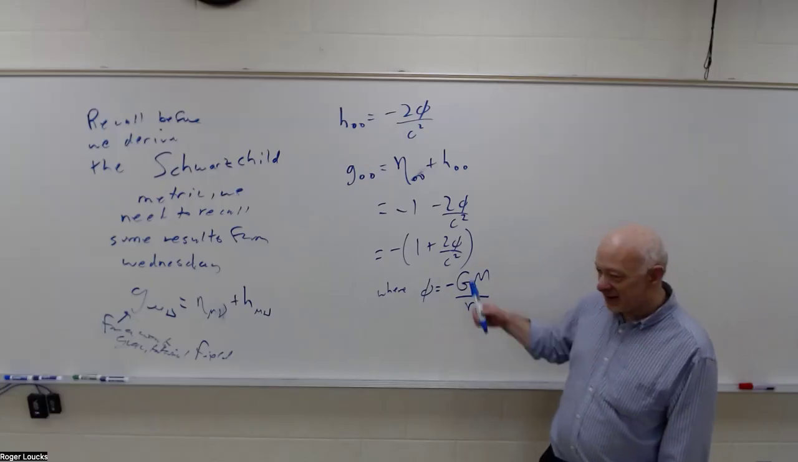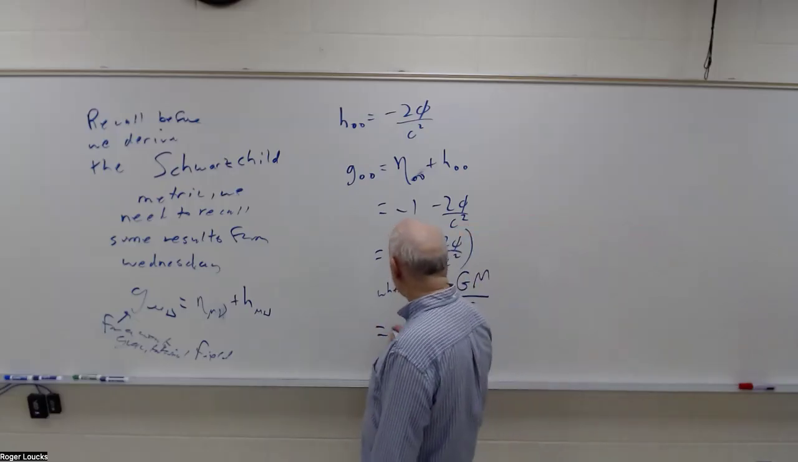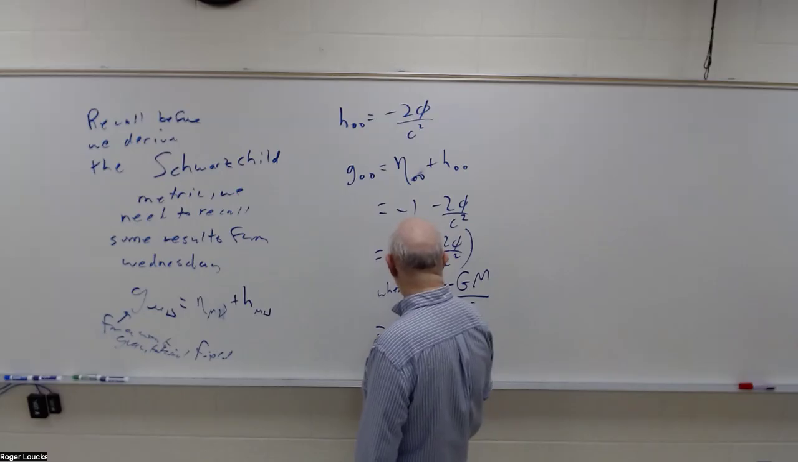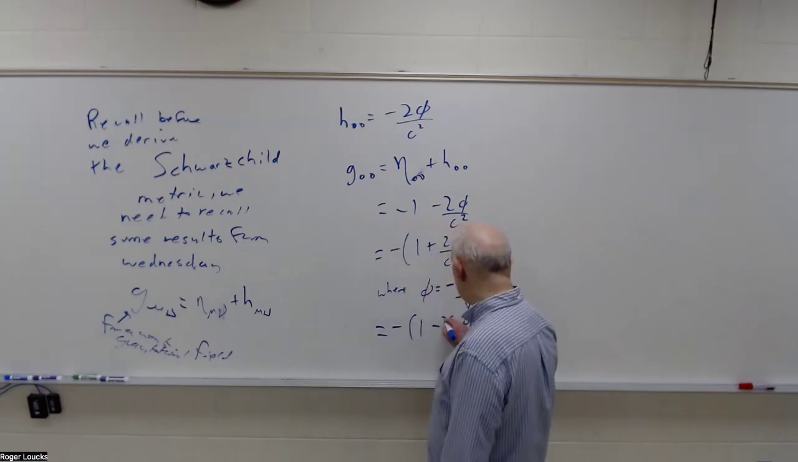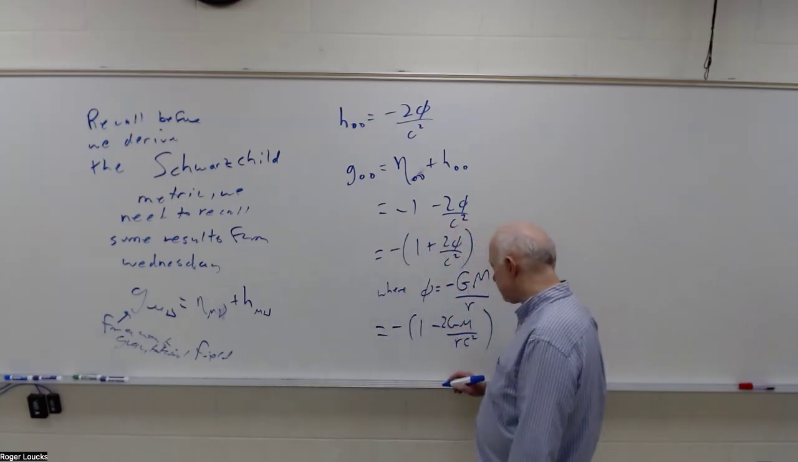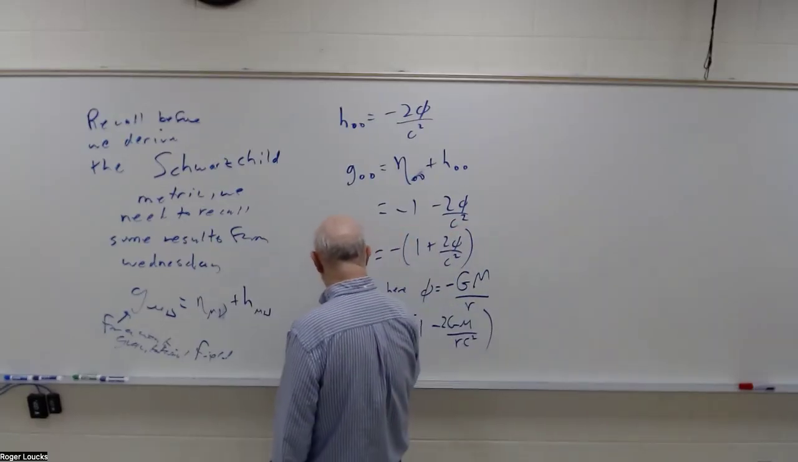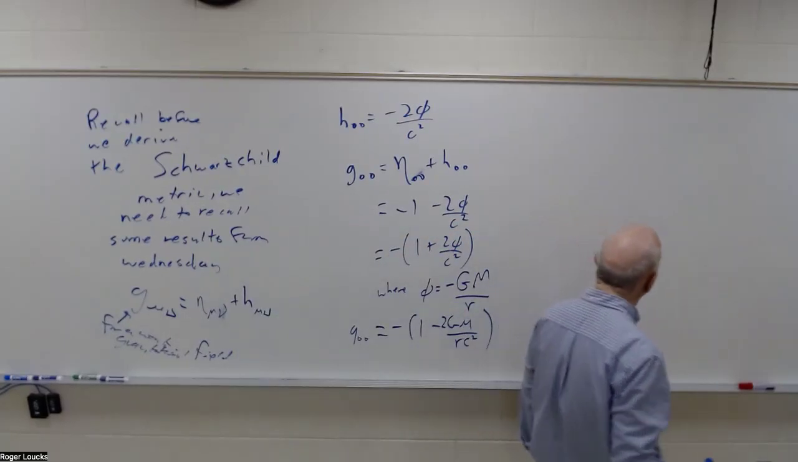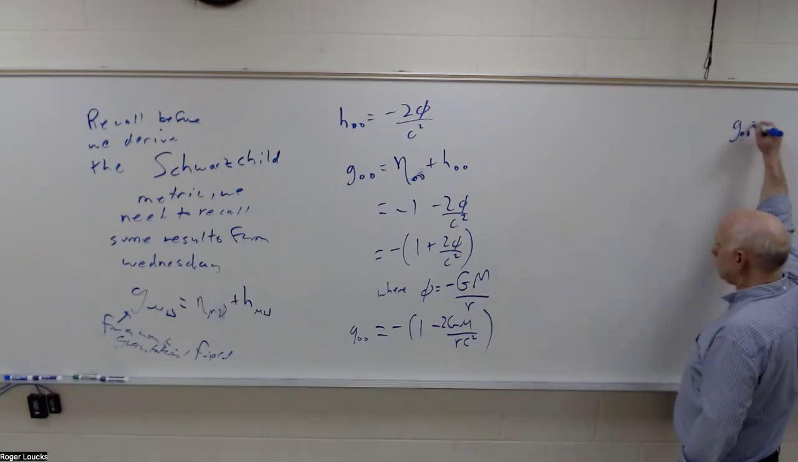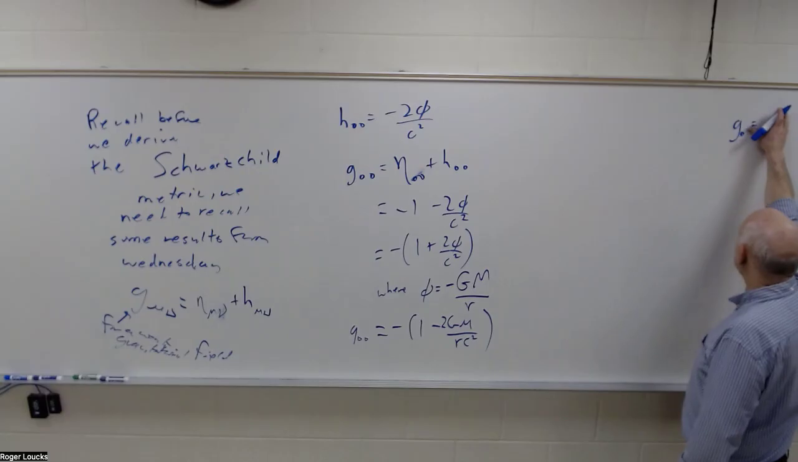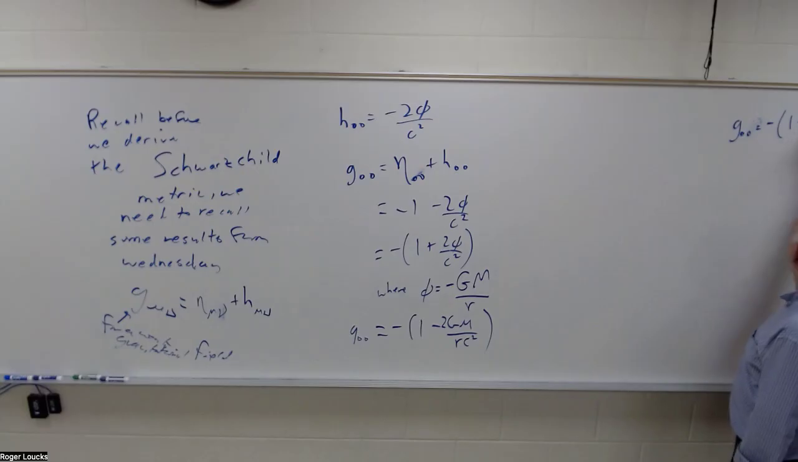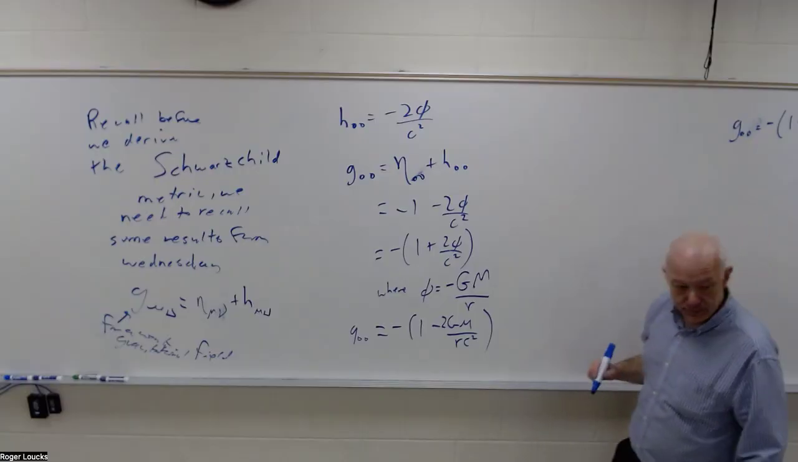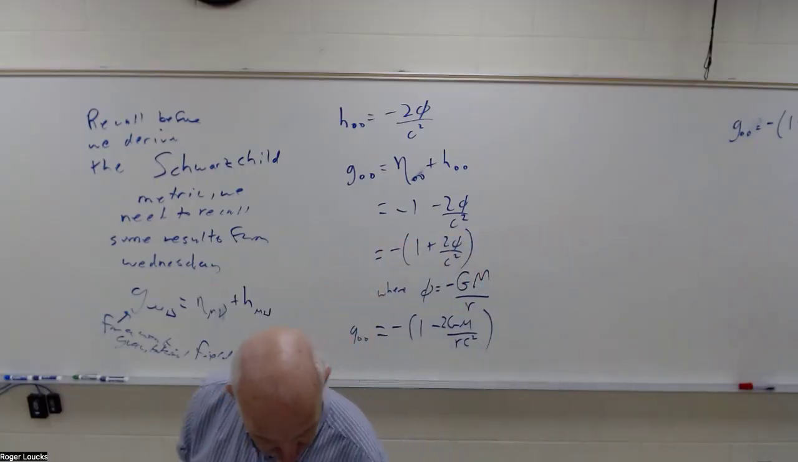Good. Okay, so you can put that in here. And so this is really minus 1 minus 2GM over r c squared. That is our g00 term. So I'm going to put that all over here. So I'll say g00 is minus 1 minus 2GM over r c squared. Okay, we need that. That's going to allow us to finish this.